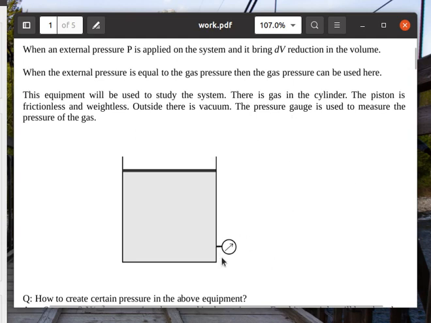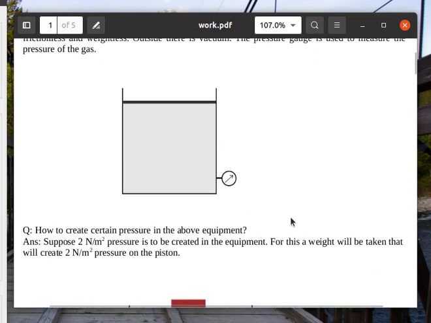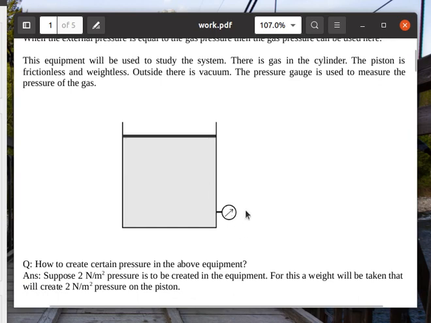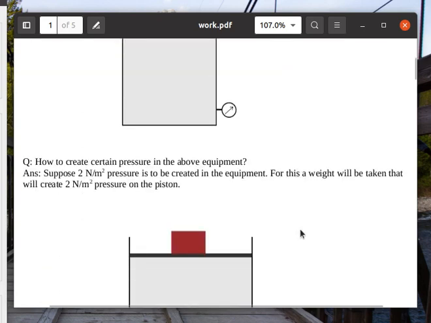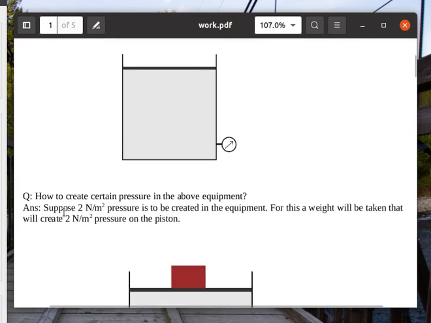This is the pressure gauge, a simple pressure gauge that is used to measure the pressure of the gas, just like the gauge you use to measure tire pressure in vehicles. It will tell you the pressure of the gas, and here you will apply the external force. So now the question is how to create a certain pressure in this equipment. Suppose you have been asked to create 2 Newton per meter square pressure in this gas. How will you create that pressure?